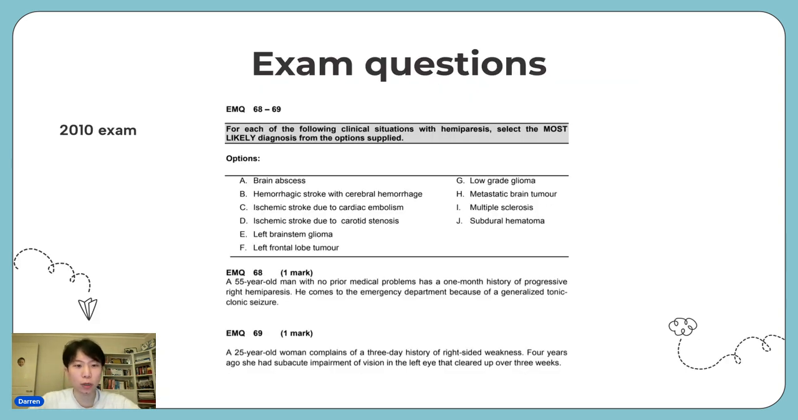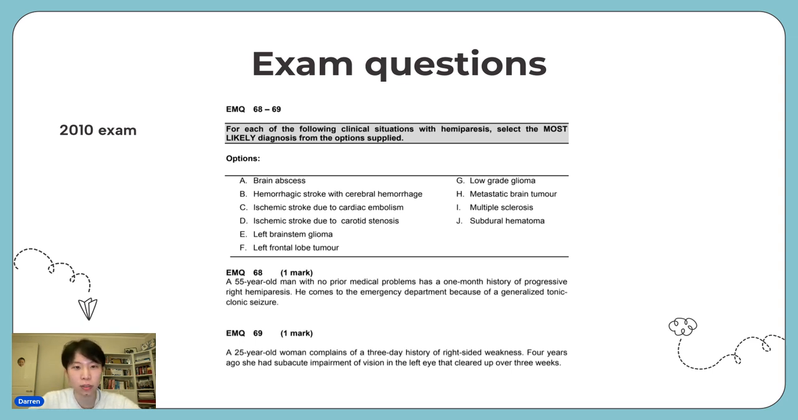Okay, have a look at this exam question and see what you think of both 68 and 69. I'll go through it now, but pause it if you want more time. So 68, 55-year-old man, no prior medical problems, 1 month history of progressive right hemiparesis, comes to the emergency department because of a generalized tonic-clonic seizure. So when I think about it, 1 month, progressive seems like something's growing there rather than a stroke. I'm thinking stroke when you see right hemiparesis, but that's not really the story for a stroke. Generalized tonic-clonic seizure. So I think there's some kind of malignancy.